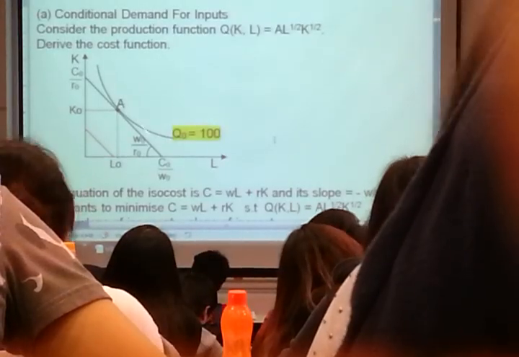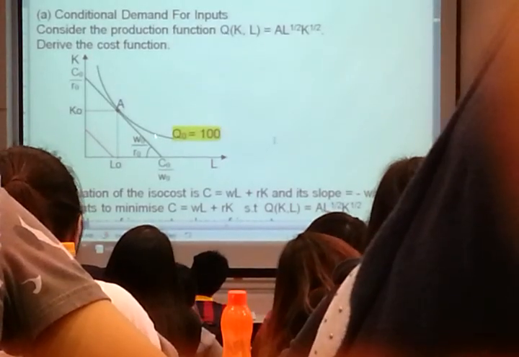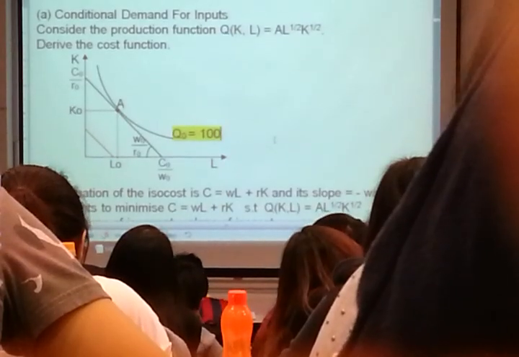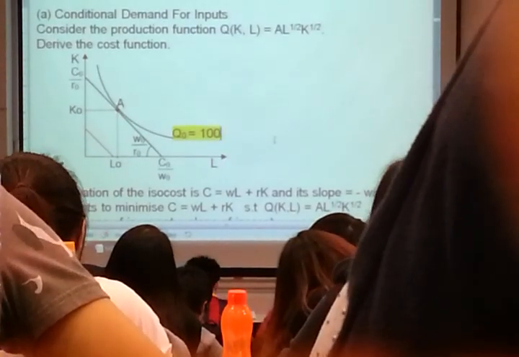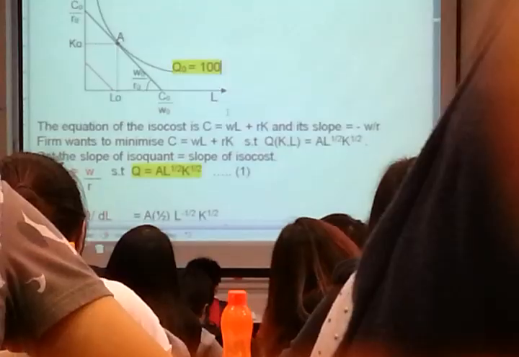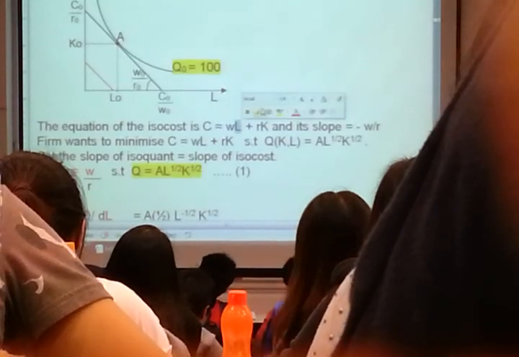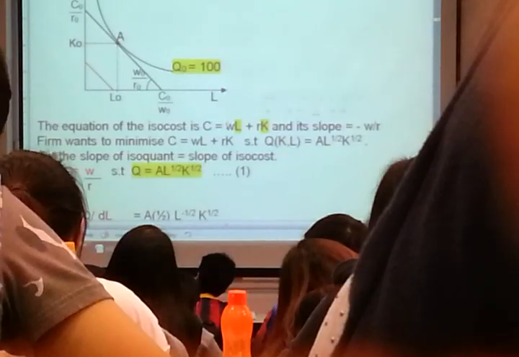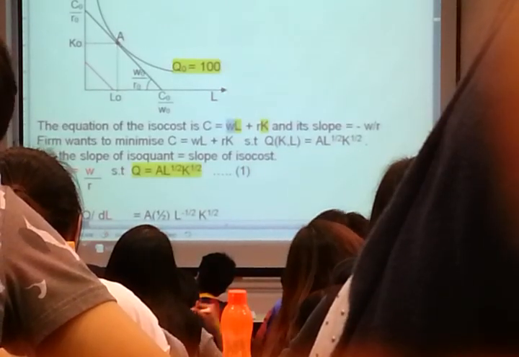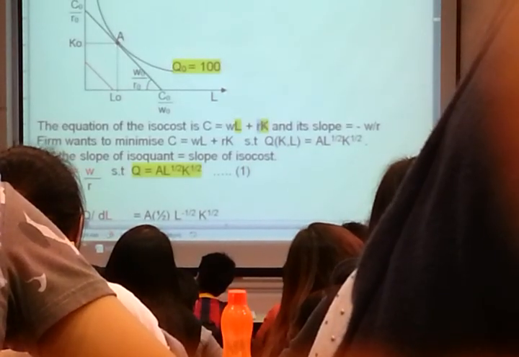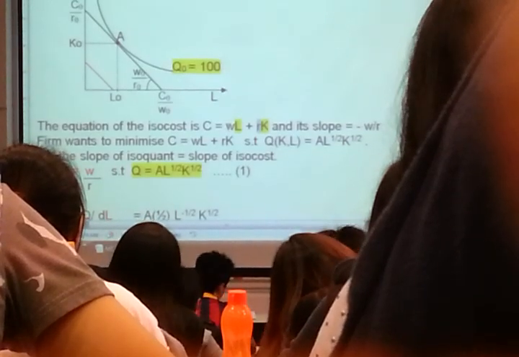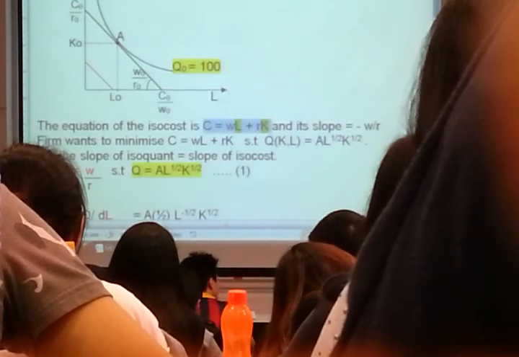This is the cost, the equal cost line, to buy what? K and L. You agree? So what's the equation of ISO cost? The cost comes from two sources, L and K. So you multiply L by the price of labor, that will be the total labor cost. Multiply K by the price of capital, that will be the total capital cost. Together, that's the equation of the ISO cost.